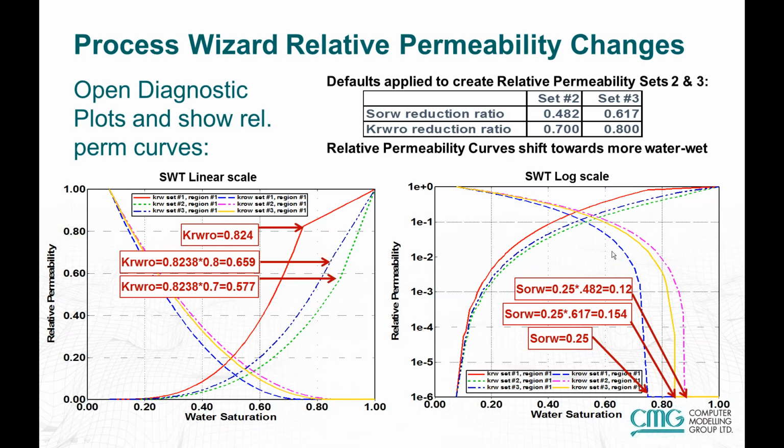On the right here, the SORW, we can see the water flood case is 0.25. The optimum case, again set number 2, is here 0.25 times 0.482 or 0.12. And our slightly less than optimum case is the yellow curve.